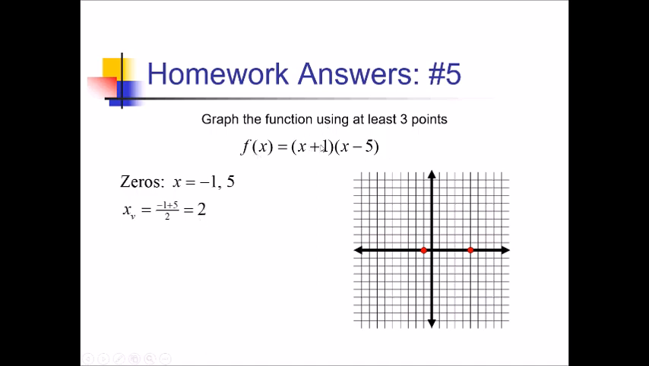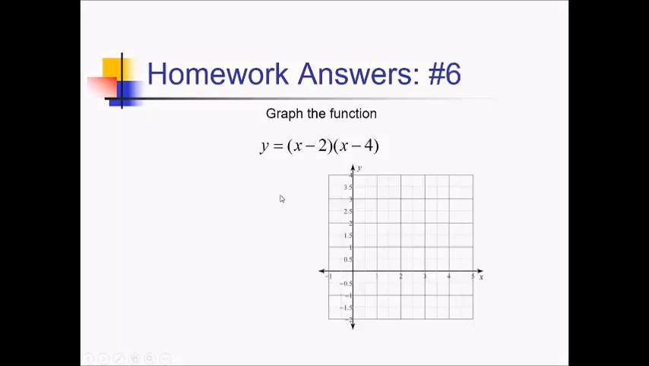So we have 2 plus 1 times 2 minus 5. That's going to be positive 3 times negative 3. So that's going to be -9, which gives me a vertex of 2, -9. Putting that on my graph, we're going over 2 and then down 1, 2, 3, 4, 5, 6, 7, 8, 9, right there. Now we've got 3 points. We can just draw a parabola through those, like so, and we're all set.